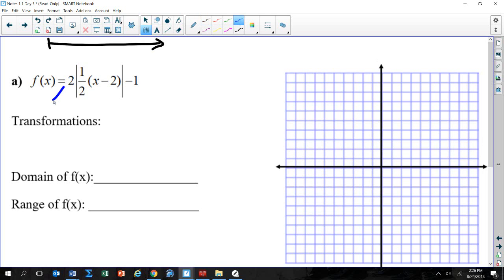Step 1, we look at this 2. What does the 2 tell me? Stretch by 2. It's outside the absolute value. Anything outside is vertical, it's exactly what you think. Okay? So vertical, oh no, my board just froze up. Go ahead and write vertical stretch by 2.